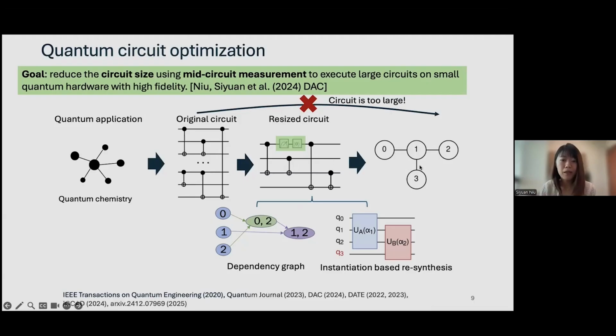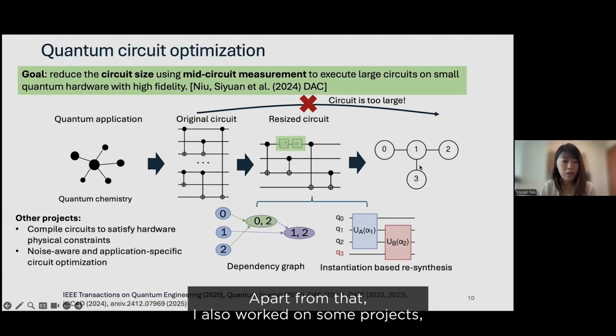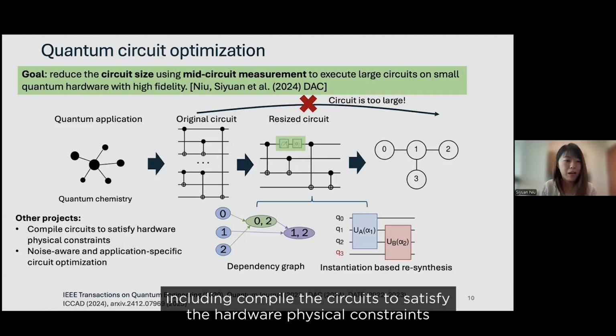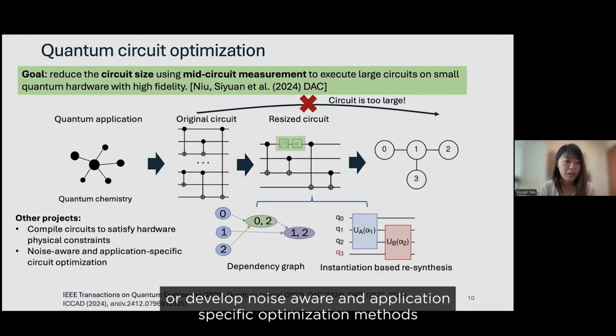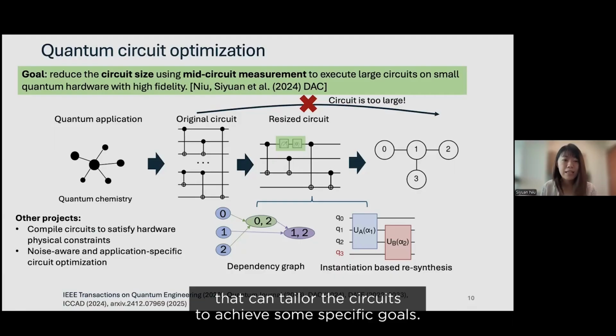Apart from that, I also worked on some projects, including compiling circuits to satisfy the hardware's physical constraints, or developing noise-aware and application-specific optimization methods that can tailor the circuits to achieve specific goals.